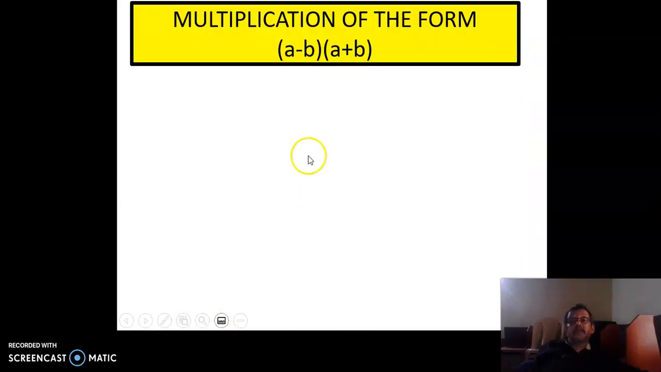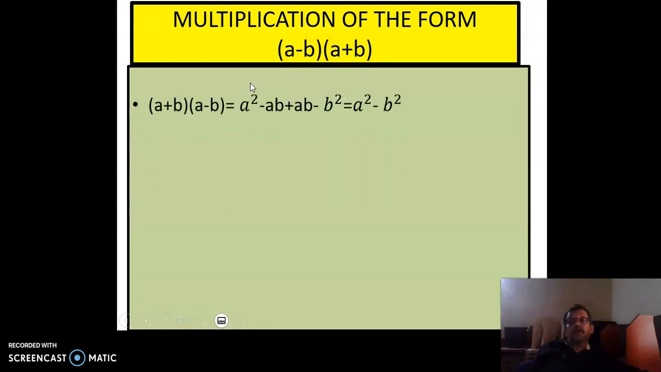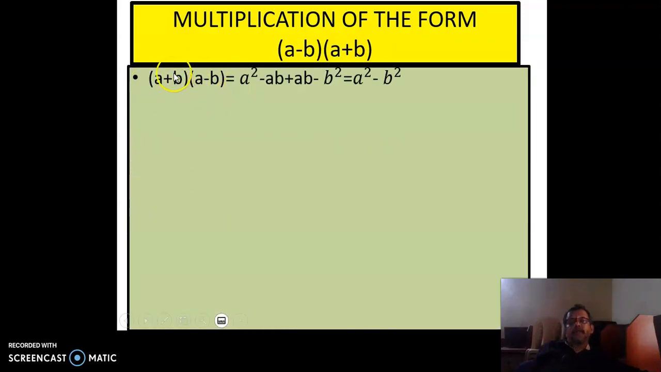Okay. So now another identity, multiplication of the form a plus b, a minus b. Here terms are same, but here minus is there, here plus is there. So what is the formula? Multiply a plus b, a minus b: a into a is a squared, minus ab, plus b into a is ab, and plus b into minus b is minus b squared. Plus ab minus ab cancel, so a squared minus b squared. So a plus b into a minus b equal to a squared minus b squared.